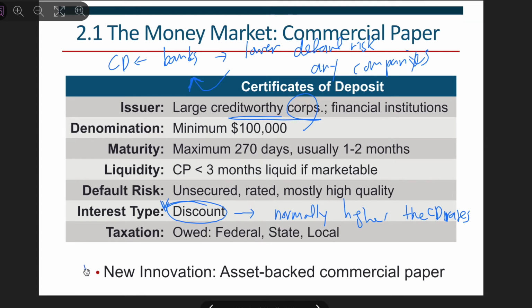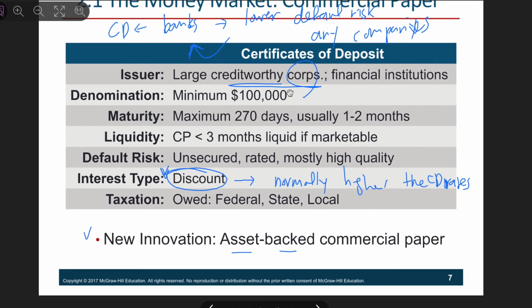And after that we got a new innovation, the asset-backed commercial paper, right? Before, we only had: if you put in money, I'm going to give you the CP. But after we got the asset-backed commercial paper, like what?